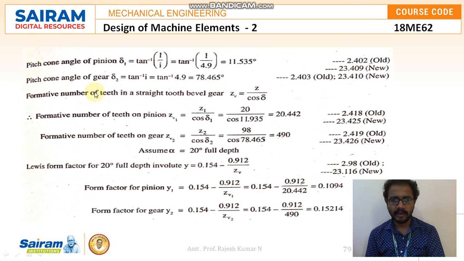Now let me find the formative number of teeth in a straight tooth bevel gear, that is ZB equal to Z by cos delta, for both pinion and gear. So for the pinion it is Z1 by cos delta 1, and for the gear it is Z2 by cos delta 2. The equations I have taken from the design data handbook, that is 23.425 and 23.426. The values I am getting are 20.442 for the pinion, and for the gear it is 490.